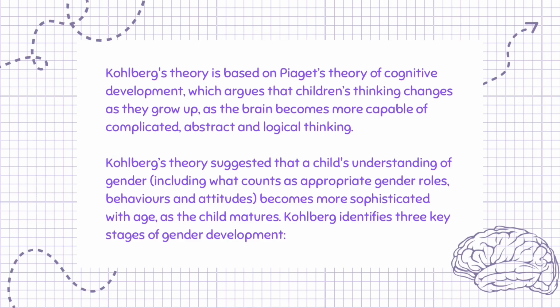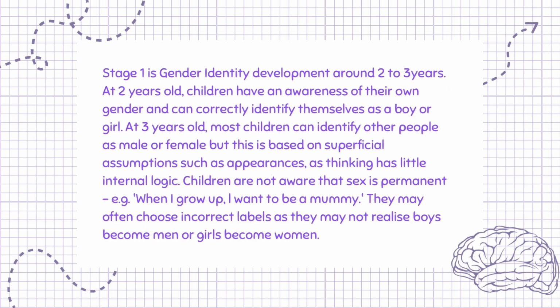Kohlberg identifies 3 key stages of gender development. Stage 1 is gender identity development around 2 to 3 years. At 2 years old, children have an awareness of their own gender and can correctly identify themselves as a boy or girl. At 3 years old, most children can identify other people as male or female, but this is based on superficial assumptions such as appearances, as thinking has little internal logic. Children are not aware that sex is permanent, e.g., when I grow up, I want to be a mummy. They may often choose incorrect labels as they may not realize boys become men or girls become women.